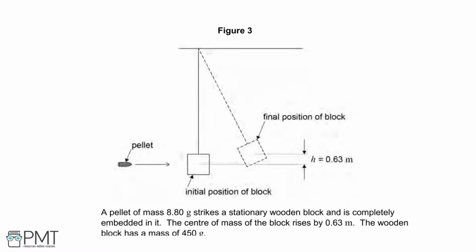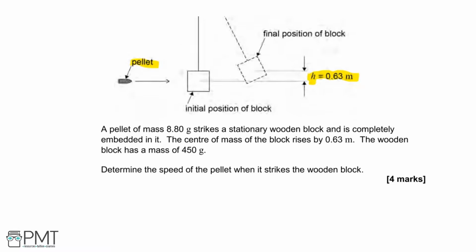So let's have a look at figure 3. Just as described there, so we've got the pellet, which is flying into the block, and then that's causing the block to rise by a height of 0.63 meters. Now, if we know the mass of that block pellet combination, we know the gravitational field strength on Earth's surface, we could actually work out the change in gravitational potential energy of this block as it raises over this height. So that's going to come in handy later. Let's just read the rest of it.